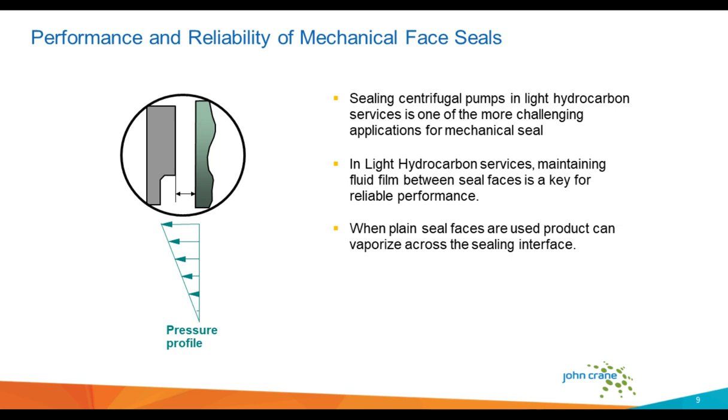How is that possible? If you look at the pressure profile, the top of the pressure profile is where you're sealing that liquid or the light hydrocarbon. As the liquid travels through the interface, it reaches a point where the product reaches its vapor pressure. That will lead the product to actually vaporize. And by doing so, you reduce the liquid film between the two seal faces, thus generating high frictional force, frictional wear and damage to the mechanical seal.